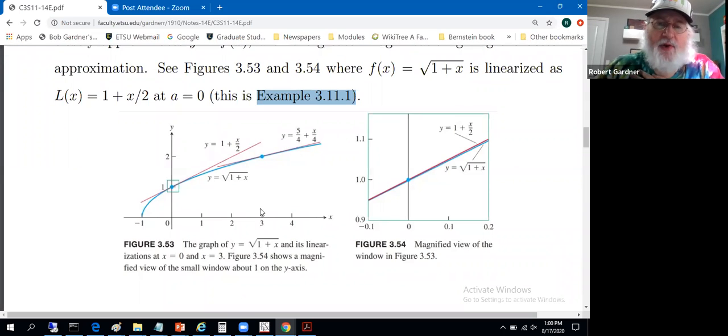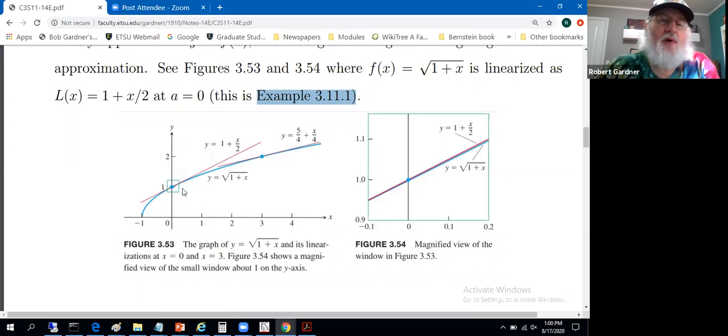It looks like over here at x equals 3, or a equals 3, the approximation's better. Well, that's because the curve is kind of flatter over there than it is over here. It's more curvy over here. How good the approximation is going to somehow be related to how curvy the function is.